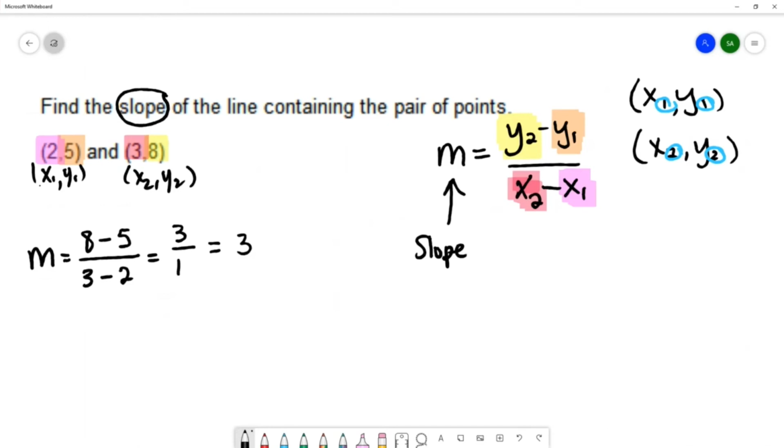And just as an added little piece of information, remember that the slope, once you calculate it, tells us about the line. So when we have a positive slope, that's telling us that the line is increasing as we look from left to right. And that means that we go up 3 for every 1 that we go over. So that's the meaning of that slope. It tells us the steepness of the line.